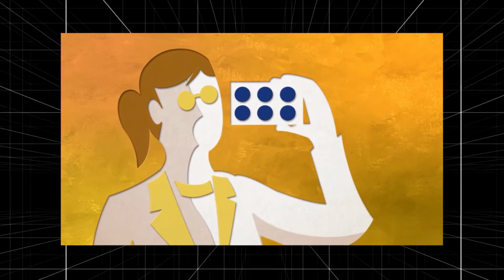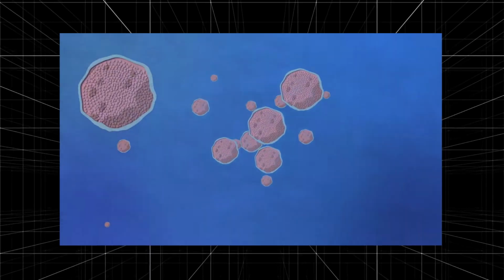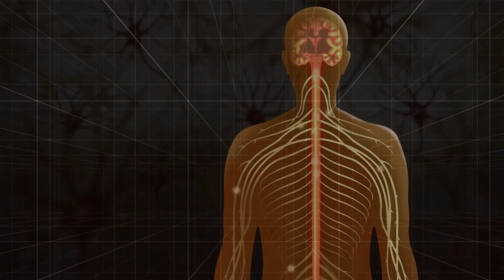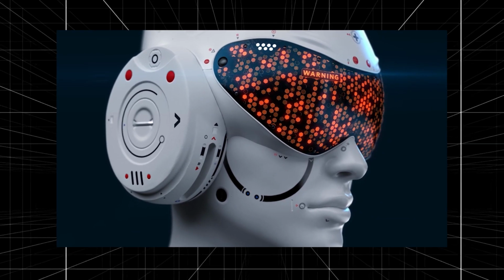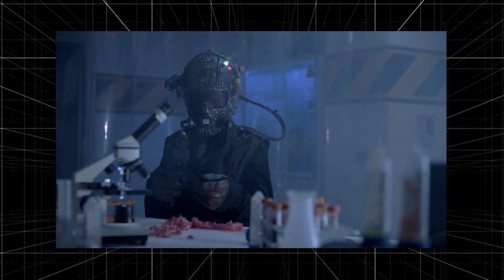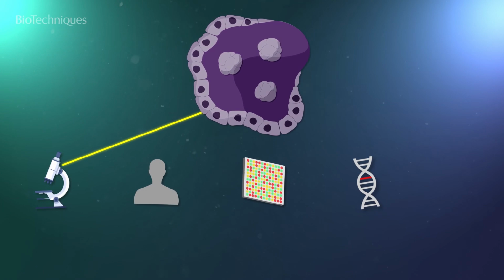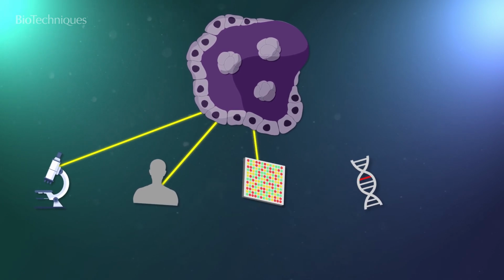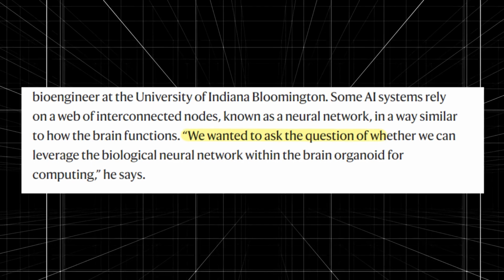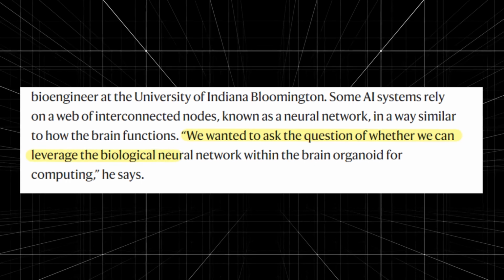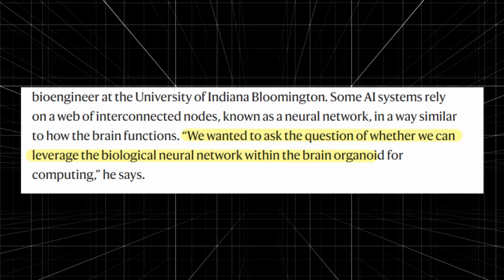Organoids are created from stem cells that have the ability to develop into various types of cells, including neurons similar to those found in our brains. The goal of this research is to establish a connection between AI and organoids, as both systems rely on transmitting signals through interconnected nodes forming a neural network. "We wanted to ask the question of whether we can leverage the biological neural network within the brain organoid for computing," says study co-author Feng Guo, a bioengineer at Indiana University, in a media release.